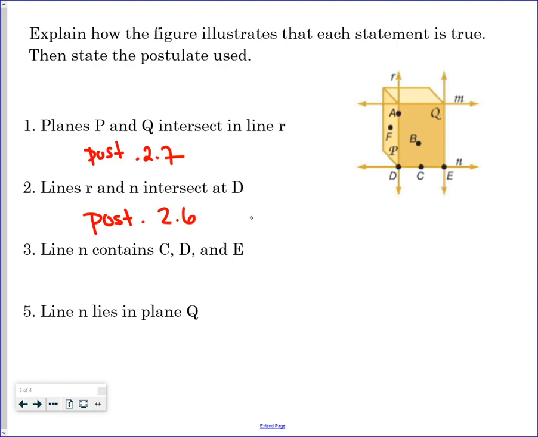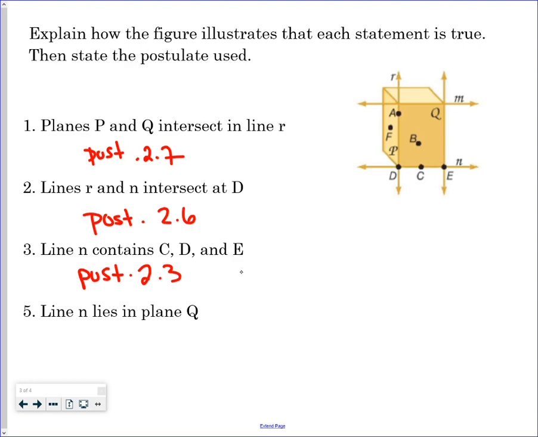Okay. Number 3, line N, right here, contains points C, D, and E. Which postulate says that? 2.3, very good. 2.3, which says a line contains at least 2 points, because they said 3, so that would be at least 2 points. Does that make sense to you guys? So some of these might seem like they're related, and they are, but there's always one best right answer.